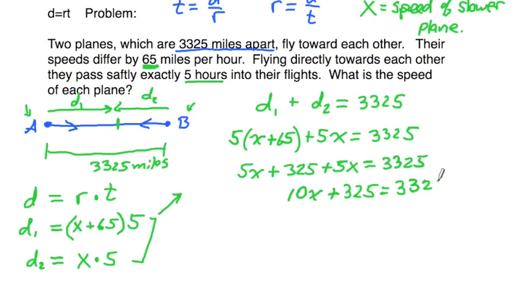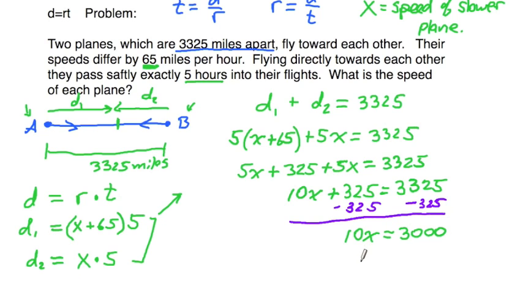Subtract both sides by the 325. So subtract 325 here. Subtract 325 here. Well, that's nice because it comes out even. So we're going to get 10 times the slower speed is equal to 3,000. So the slower speed after you divide by 10 is going to be 300. So this one is doing 300 miles per hour. The faster plane is doing 65 miles per hour more. So that would be 365 miles per hour. And that's the speed of both of the planes.